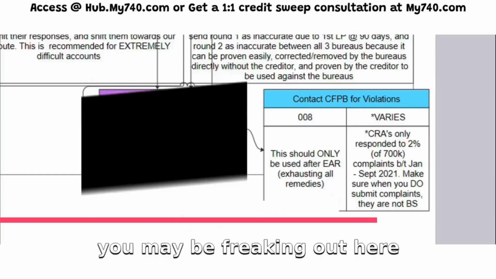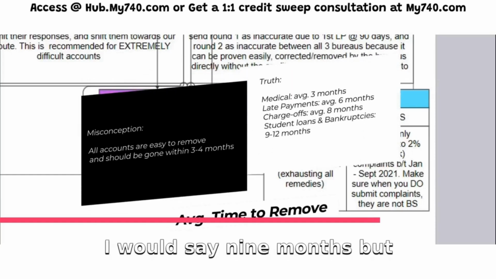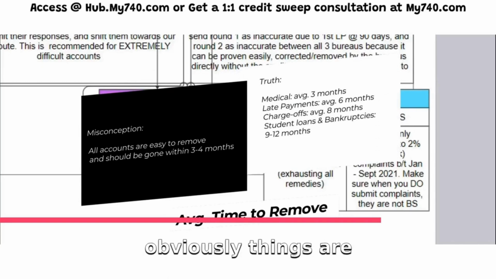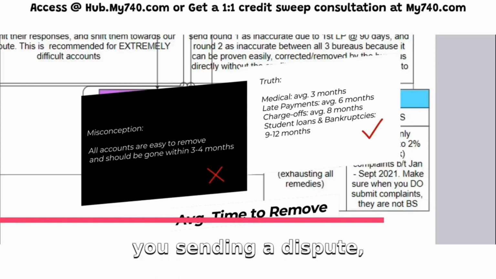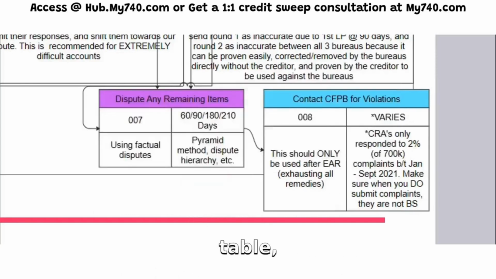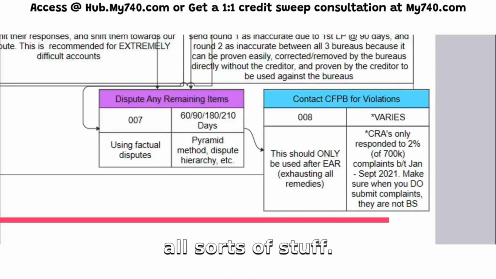Now you may be freaking out here saying, Kristen, you're telling me I'm going to have to dispute for 12 months? Well, hey, normally I would say 9 months, but obviously things are extremely difficult to remove right now because it's not just you sending a dispute to people sitting around a table. No, it's millions and millions and millions of consumers that are disputing all sorts of stuff, okay?